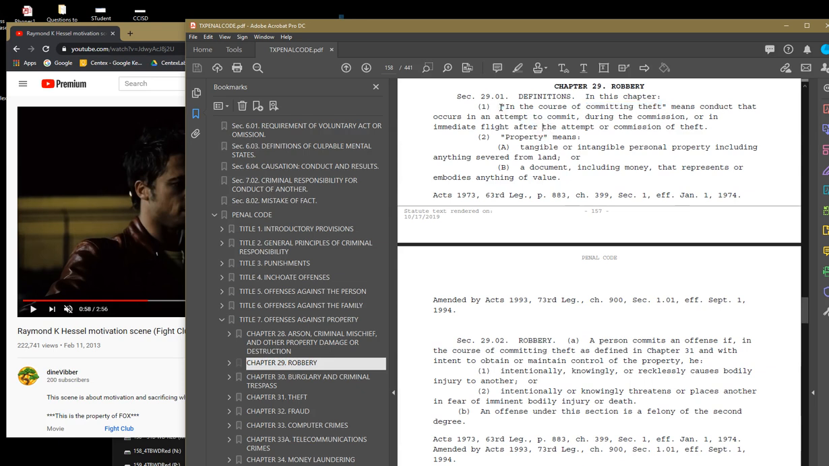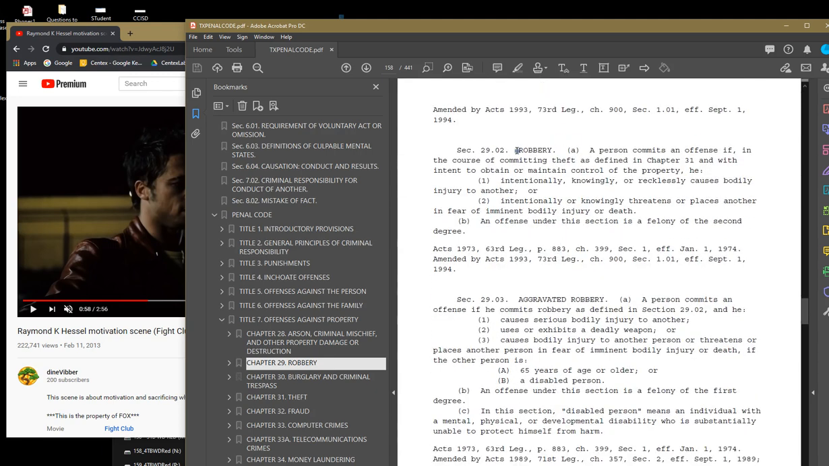If you're new to the penal code, "in the course of committing theft" means conduct that occurs in an attempt to commit, during the commission, or in the immediate flight after the attempt or commission of theft. It also defines property: tangible or intangible property, including anything severed from land, or a document, including money, that represents or embodies anything of value. A document. Would a driver's license fall into that? Yes. Is it tangible? Does it have value? Of course it does.